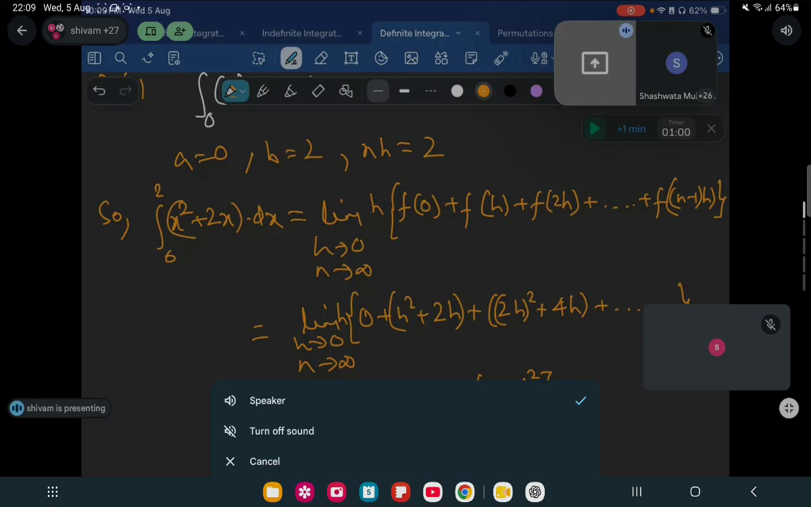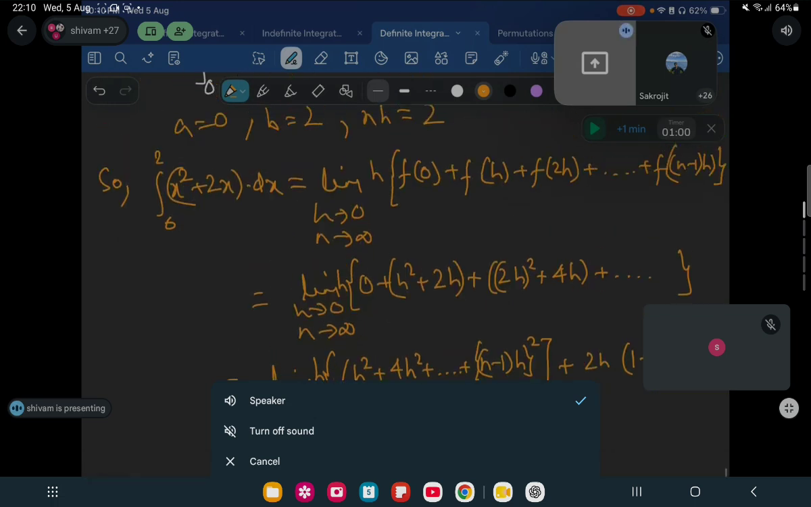Plus 2h plus 4h. Over there, if I take 2h common, we'll get the sum of the first n minus 1 natural numbers: 1 plus 2 plus dot dot dot plus n minus 1. Okay. Plus dot dot dot dot plus 2 into (n minus 1) into h, plus n minus 1. Tell me.